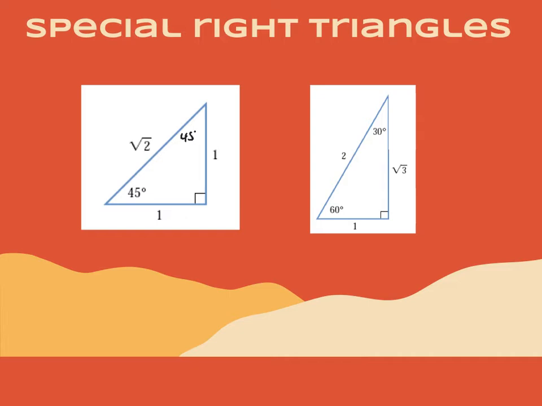Today we're going to talk a little bit about what happens if this is not a radius of 1, and that's when it would be x, x, and x root 2. And then opposite the 30 would be x, opposite the 60 would be x root 3, and opposite the 90 would be 2x. So again, that's if your radius is different than 1.